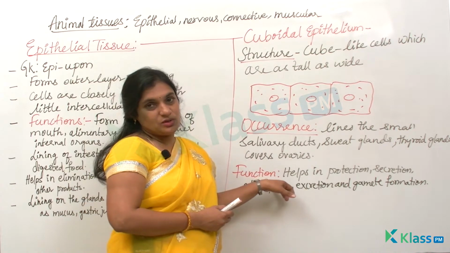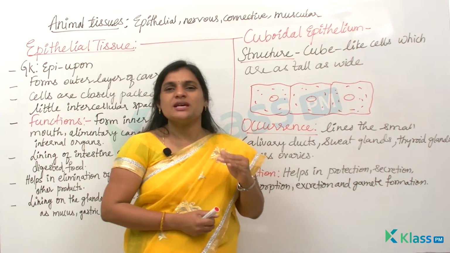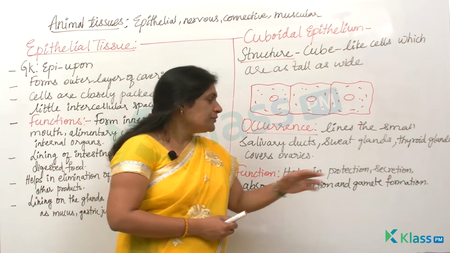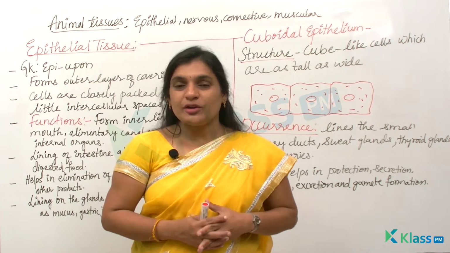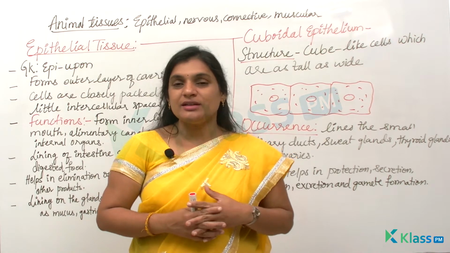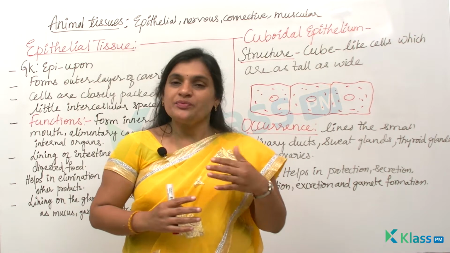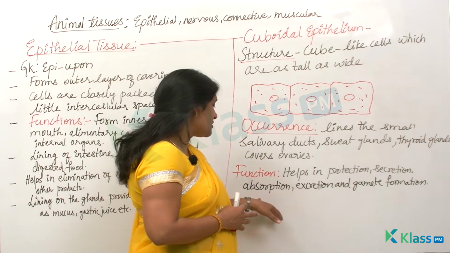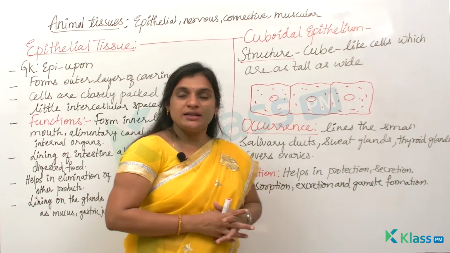And when you talk about the function of these cuboidal epithelium, they help in protection. That means as they are lining the organs, definitely they protect the organs, right? And at the same time, they help in secretions. We know that the thyroid gland secretes a hormone called thyroxine. So, these secretions are also done. That means they help in the flow of these secretions into the bloodstream. They also help in absorption, excretion, and gamete formation.